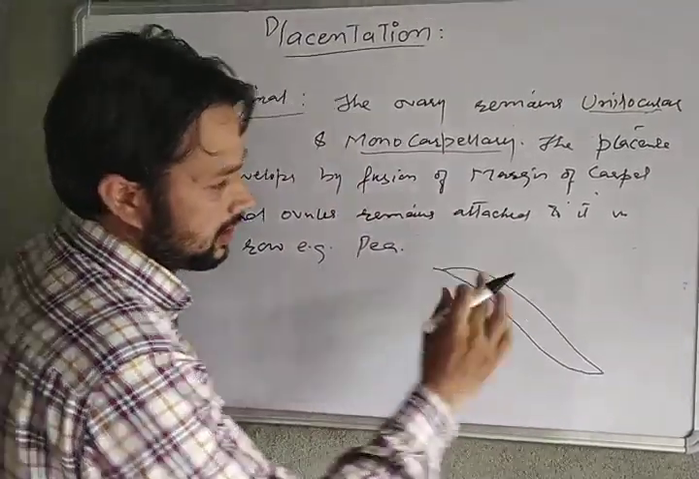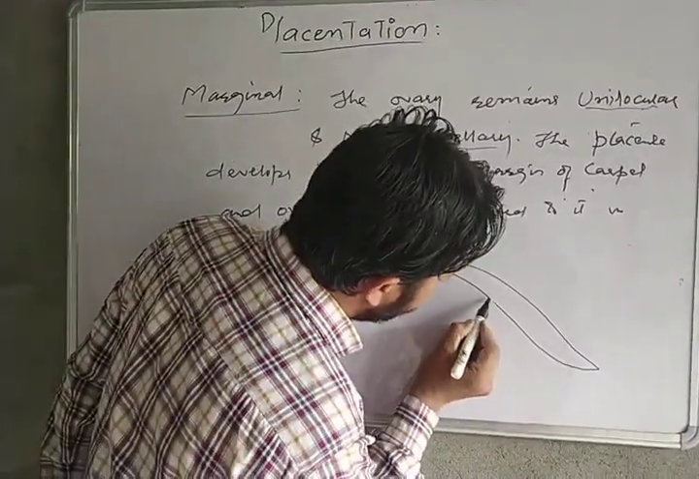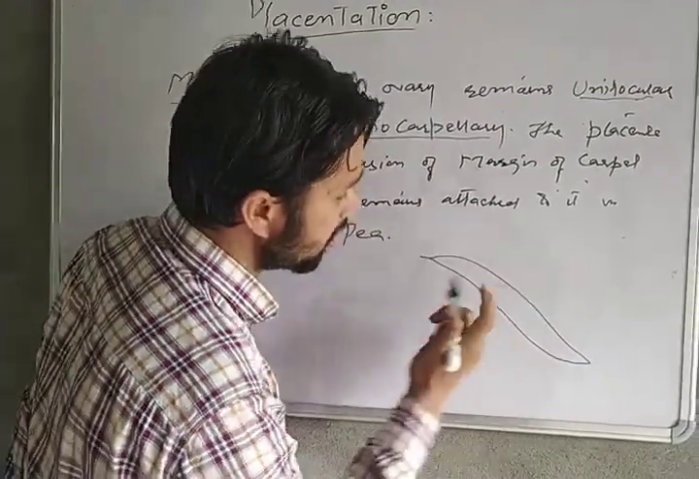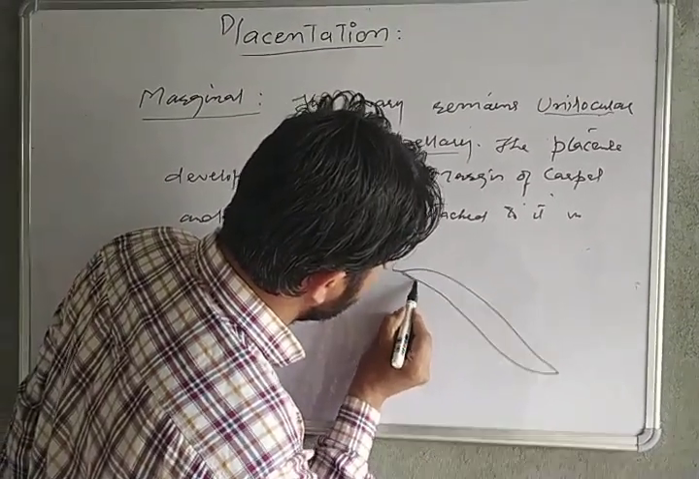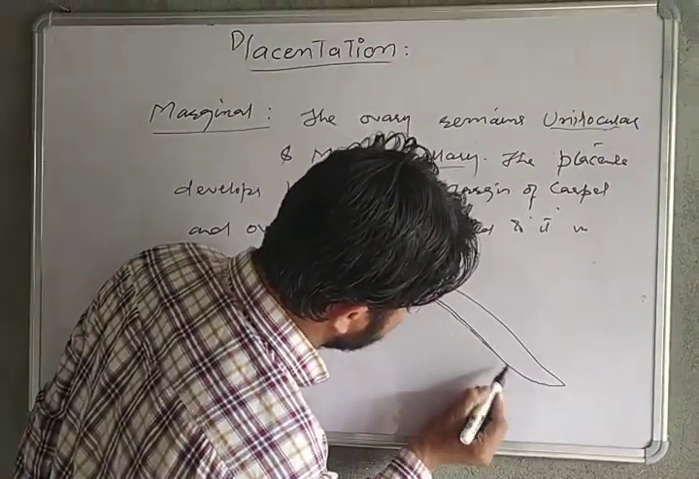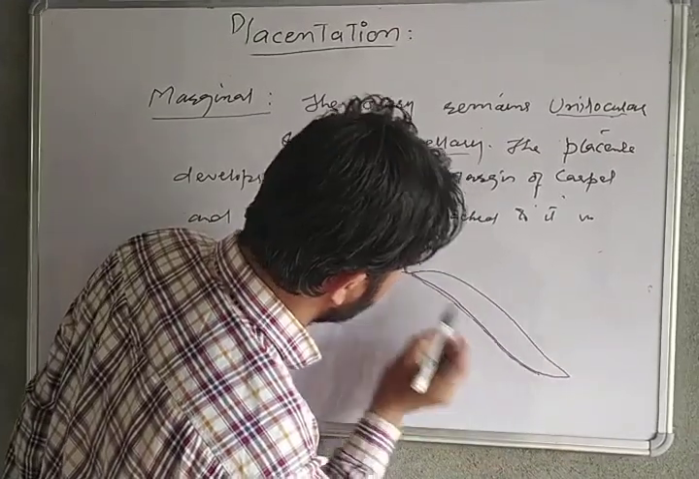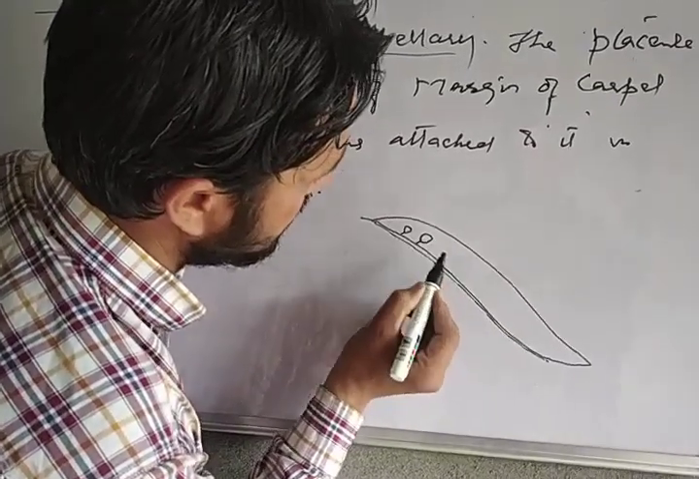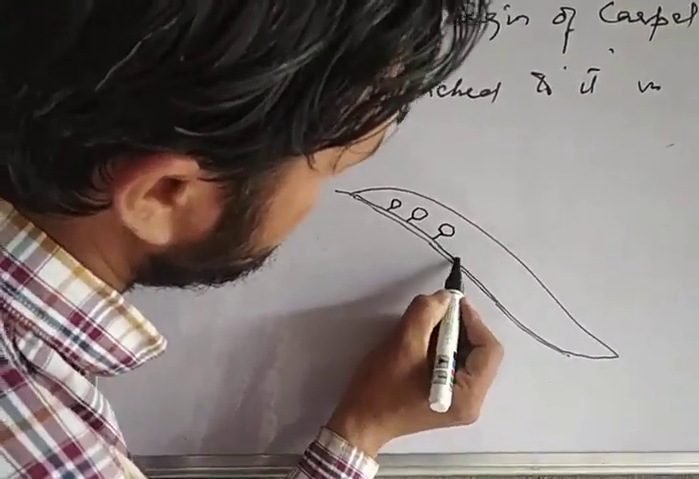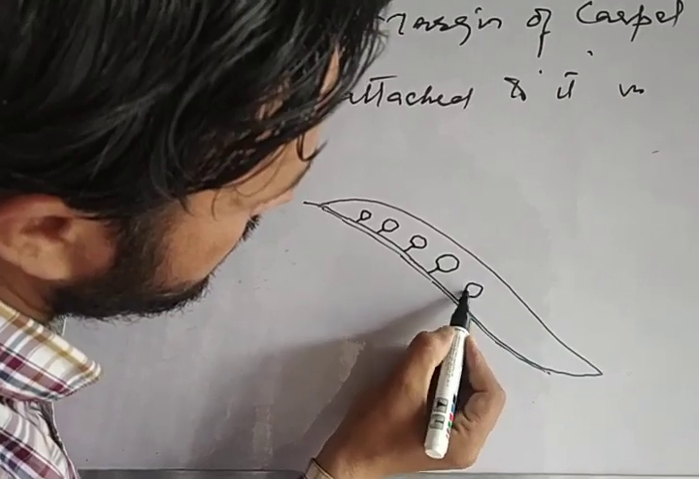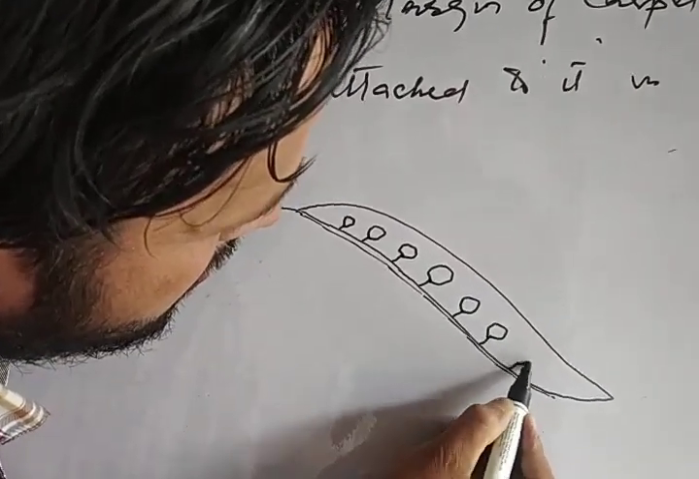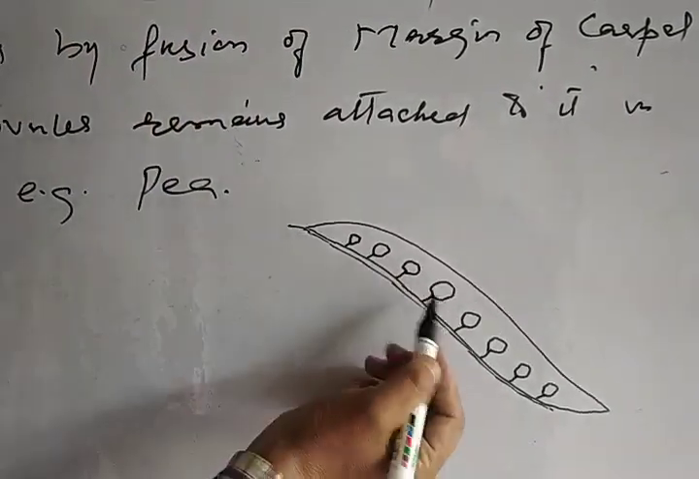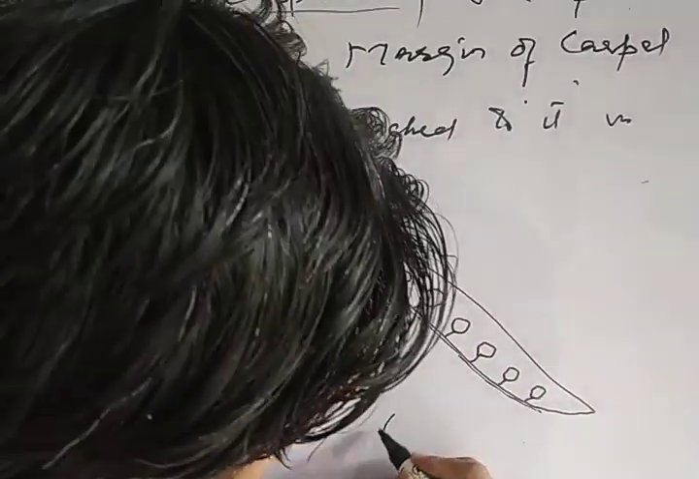Example is pea. This is the carpel and the fusion of margins of carpels. The fusion of margins of carpels becomes two rows. This represents the ovules.